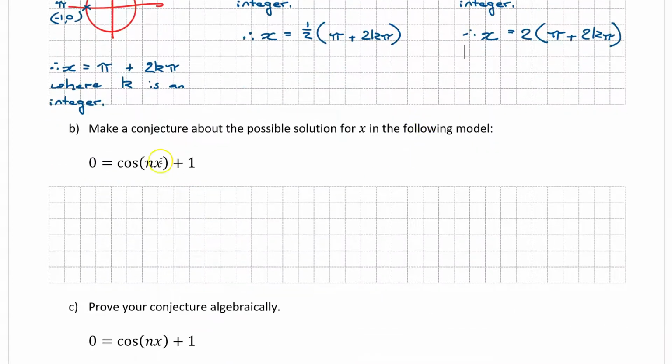Now, part B, make a conjecture about the possible solutions for x in the following model. 0 equals cos nx plus 1. Well, firstly, let's think about it. What is this n? What is it? Well, it's the period dilation factor.